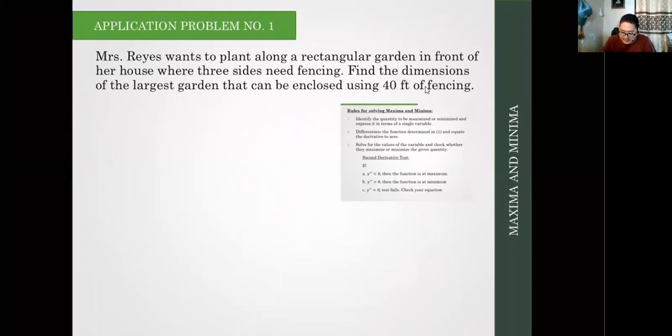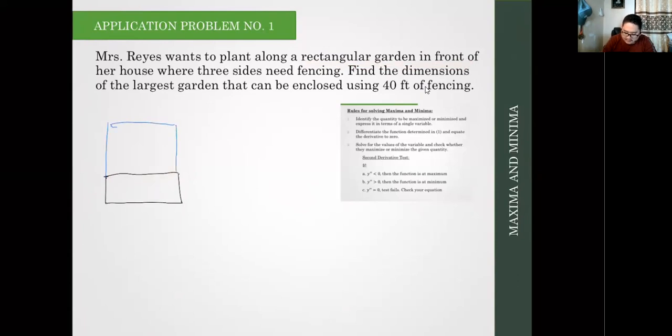So, ano ba yung problem? Sabi, si Mrs. Reyes gusto mag-plant along a rectangular garden in front of her house. So, halimbawa, ito yung bahay niya. Okay? Plan view tayo ha. Sabihin naka-top view tayo. Ito yung bahay niya. Sabihin natin, itong side na to, ito yung front ng bahay niya. Okay? Sabi, gusto niya mag-plant sa rectangular garden.